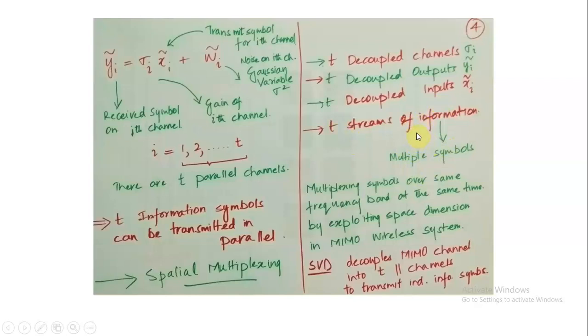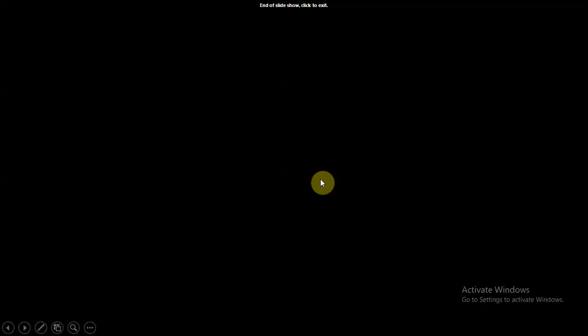Spatial, because we are sending into independent parallel channels in the spatial domain. So multiplexing symbols over the same frequency band at the same time by exploiting the space dimension in a MIMO wireless system is called spatial multiplexing, and this is done because of the SVD tool that we have employed at the transmitter and the receiver side. SVD is basically decoupling the MIMO channel into T parallel channels to transmit independent information symbols. Thank you.